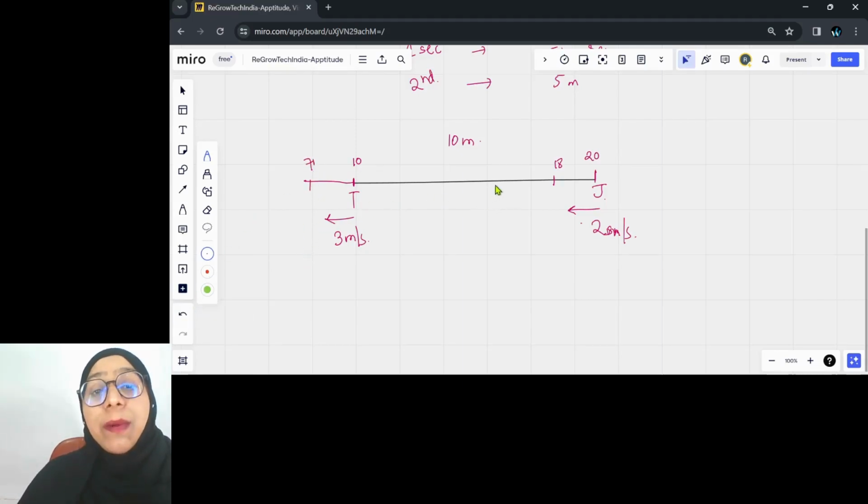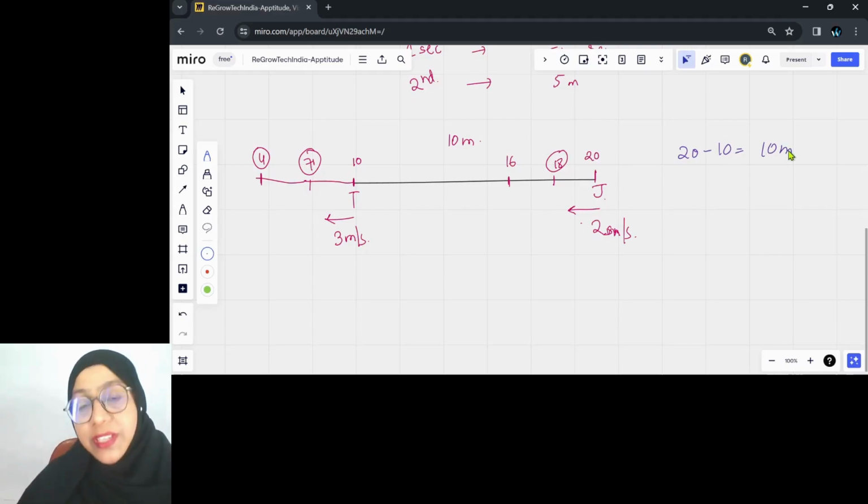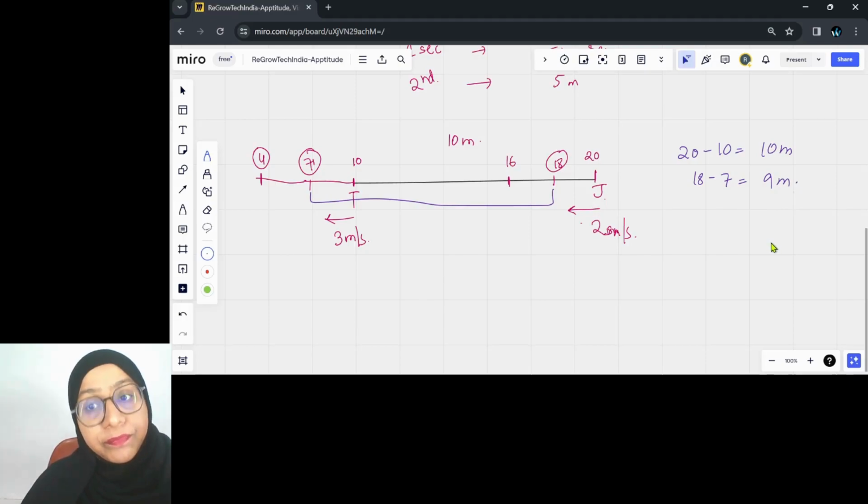Right? If you think about what happens after the first second, in the second second, again 2 meters will be covered by Jerry, who will come at 16, and Tom will come at 4. Now let's see the differences between the two. If you think about it, the first time the difference between the two of them was 20 minus 10, which was 10 meters only, because that was their initial distance. Then after the first second, they were at 18 and 7 respectively, right? So 18 minus 7 was 9, right?